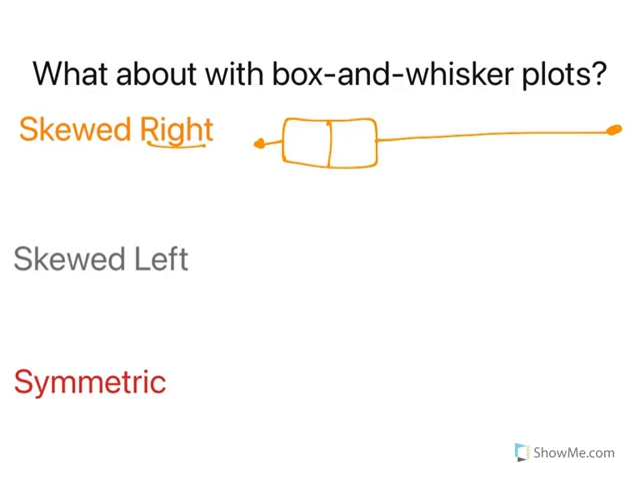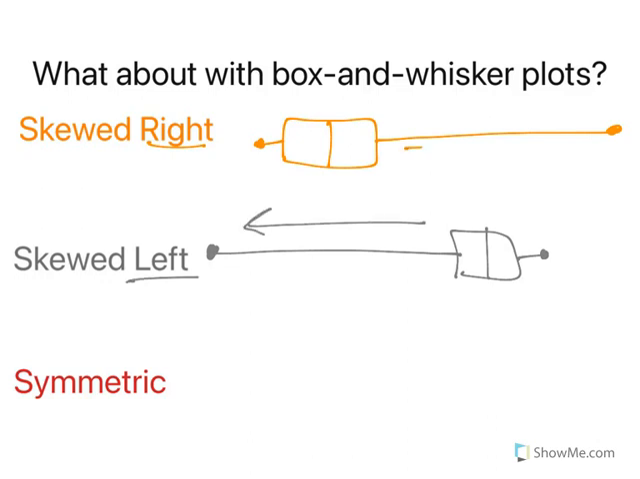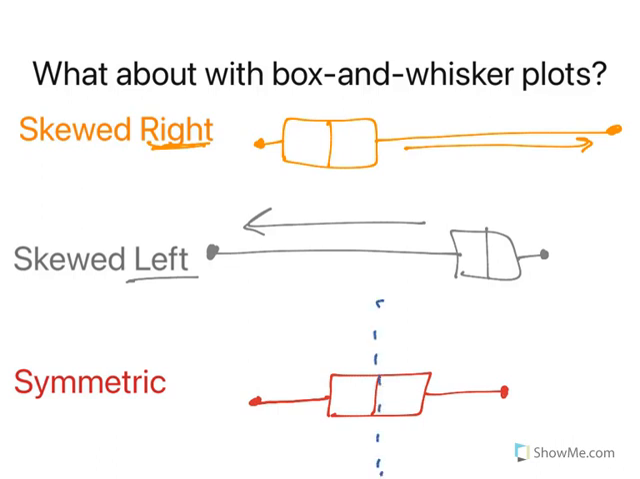Skewed left, same basic idea. We would have our box. Our right whisker now would be short, and our left whisker would be longer. I'm making these a little dramatic, but this is the idea. The long one is on the left, skewed left. The long one is on the right, skewed right. Now, again, with the idea of symmetry, if I have my box and my whiskers are roughly the same, so if I cut a line down the middle, the left and the right are pretty much the same, now we have a symmetric graph.